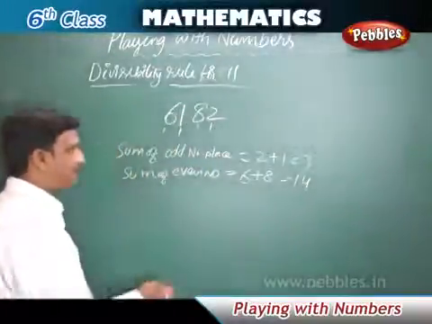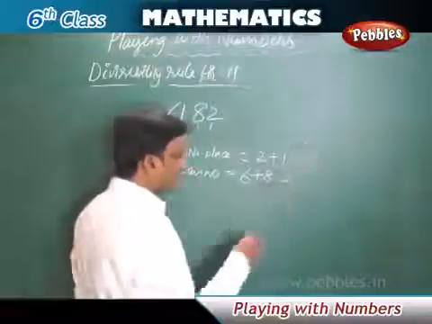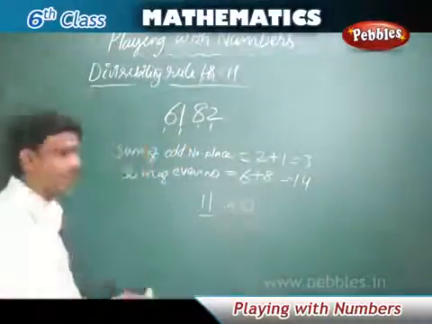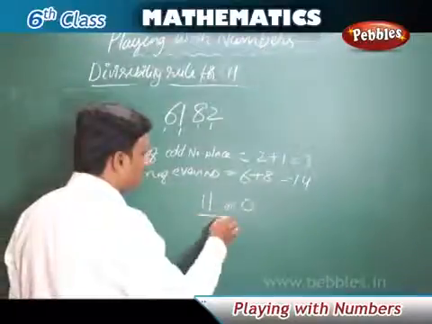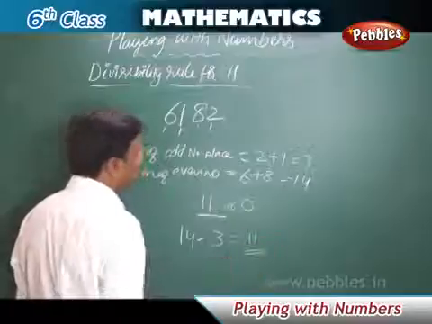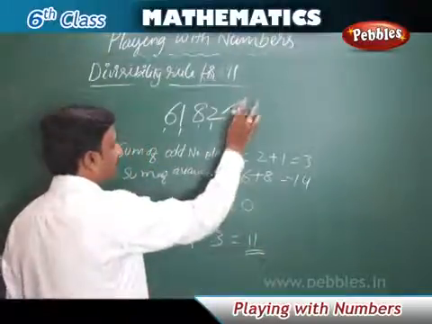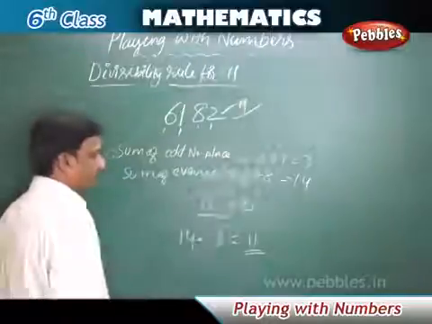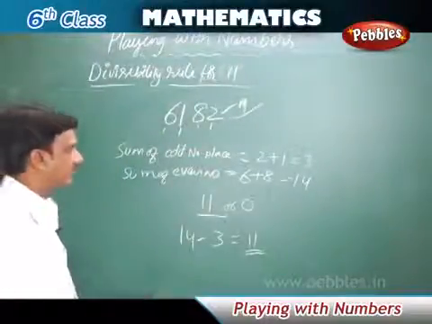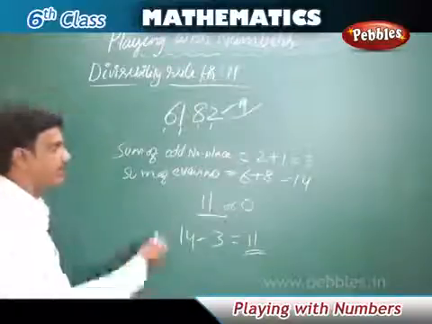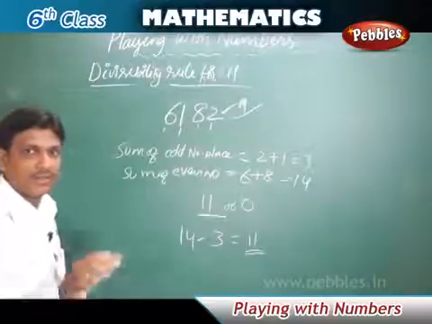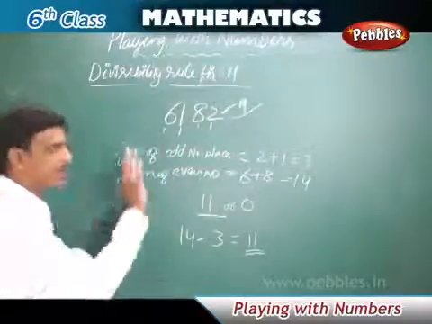If you find the difference between the odd and even sums, you should get either 11 or 0. Then the number is divisible by 11. So here what do we get? 14 minus 3. We are getting 11. So this number is divisible by 11. So what is the divisibility rule here? The difference between the sum of odd-place numbers and even-place numbers of the given number should be either 0 or 11. Then the number will be divisible by 11.